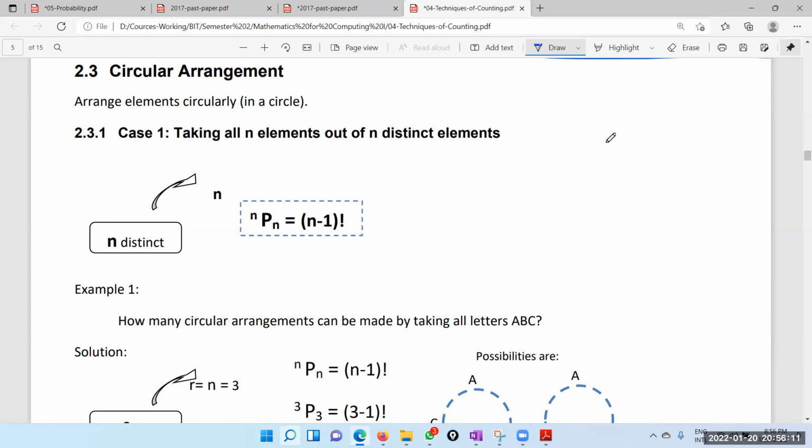Right. So say taking all n elements out of n distinct elements. We have n distinct, different elements. We take all of them and we arrange them in a circle. So the answer is, again we say nPn but circular. Now it is factorial n minus 1. Right? Factorial n minus 1.